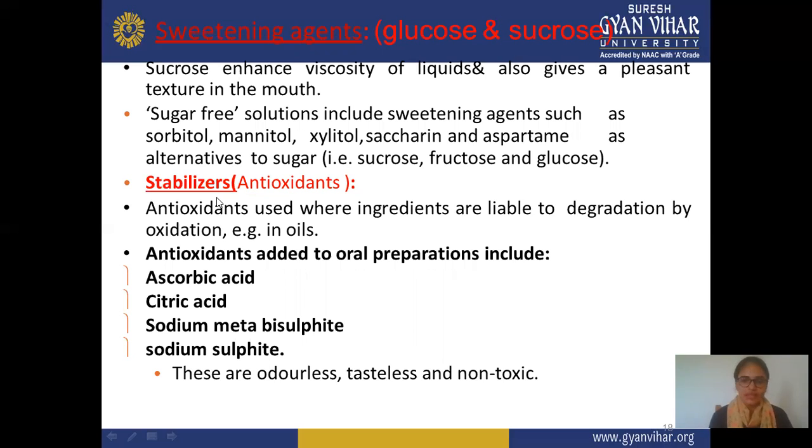Next is stabilizer or antioxidant. Antioxidants are used for ingredients liable to degradation by oxidation. This is mainly used for formulations that can degrade or show oxidation reactions. To protect against this oxidation or degradation, use a stabilizer or antioxidant. A main example is in oils, and antioxidants added to oral preparations include ascorbic acid, citric acid, sodium metabisulfite, and sodium sulfite. These are odorless, tasteless, and non-toxic.